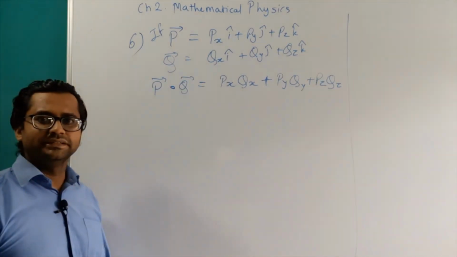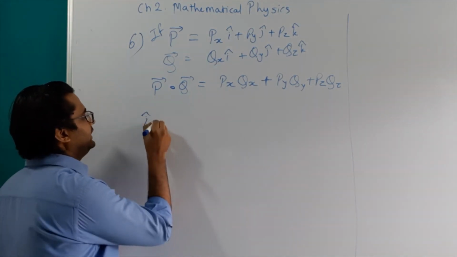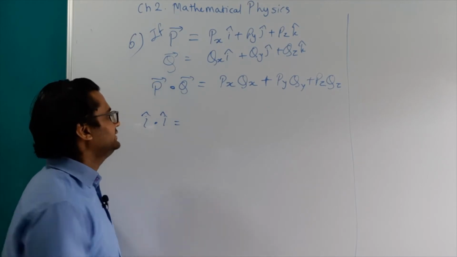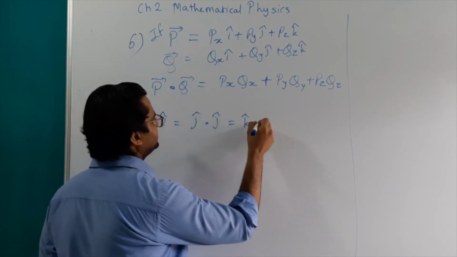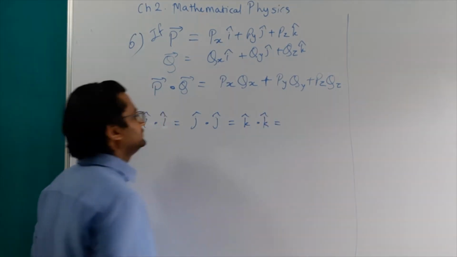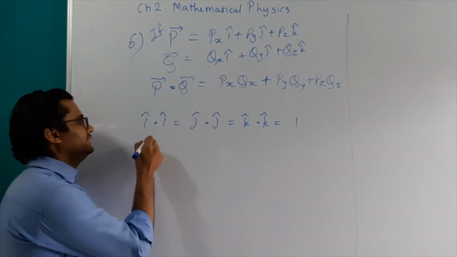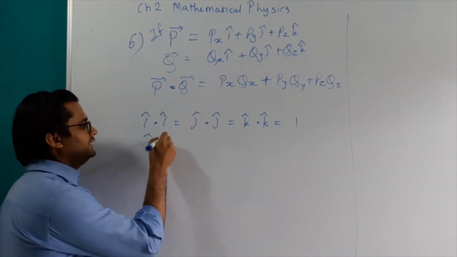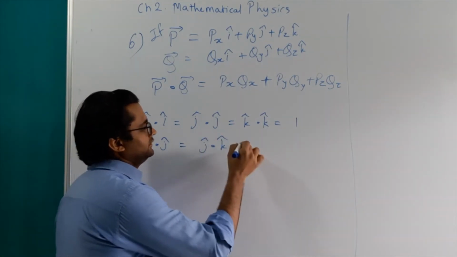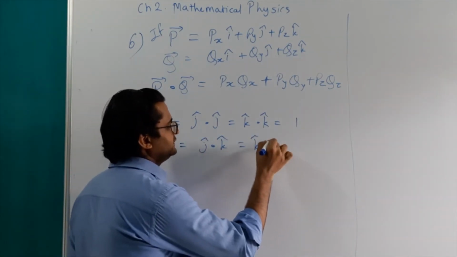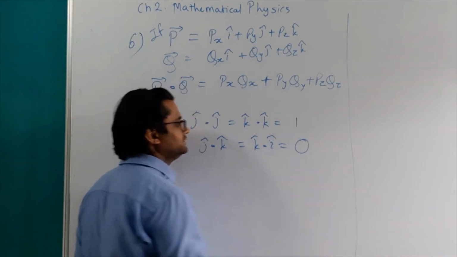Okay, so it's a very easy proof. What you have to remember is i dot i. What is the value of i dot i? What is the value of j dot j? What is the value of k dot k? Try to recall. The product of i dot i, j dot j, k dot k is 1, and if we take the product of i dot j, j dot k or k dot i, then since these vectors are perpendicular, this product is 0.